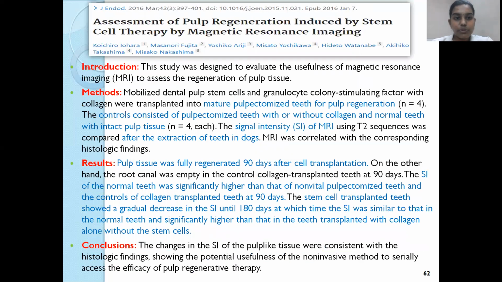This is another study by Iohara et al. on assessment of pulp regeneration induced by stem cell therapy by MRI, which showed that pulp tissue was fully regenerated 90 days after cell transplantation, and signal intensity of the normal teeth was significantly higher than that of non-vital pulpectomized teeth and the controls of collagen transplanted teeth at 90 days. The stem cell transplanted teeth showed a gradual decrease in the signal intensity until 180 days, at which time the signal intensity was similar to that in the normal teeth and significantly higher than that in the teeth transplanted with collagen alone without the stem cells.